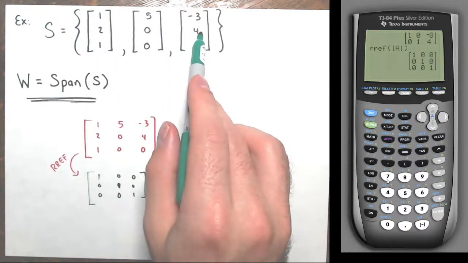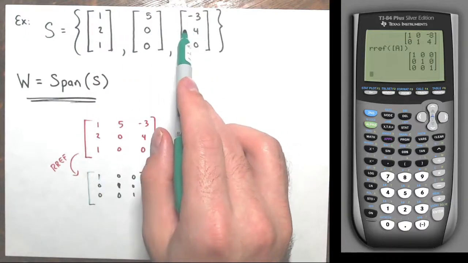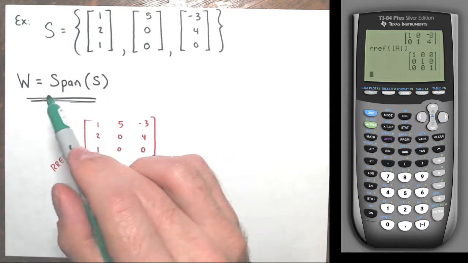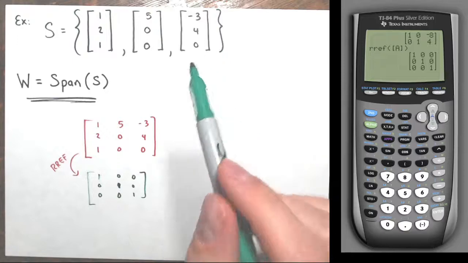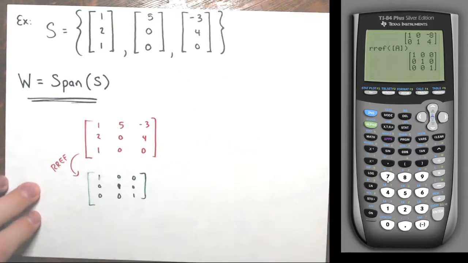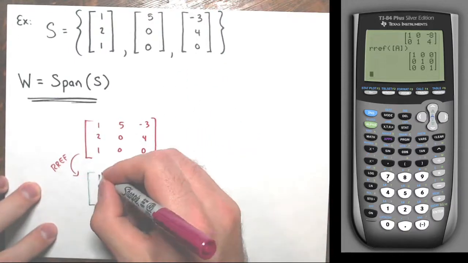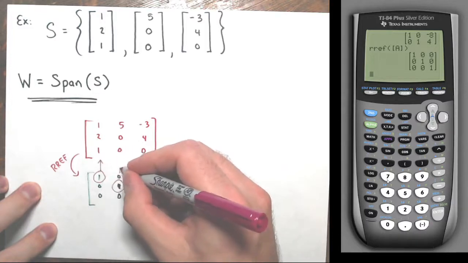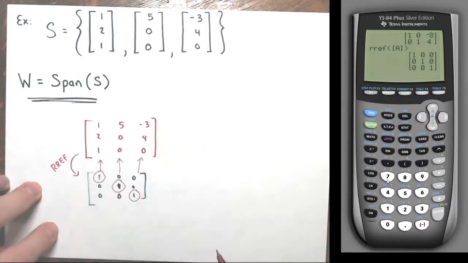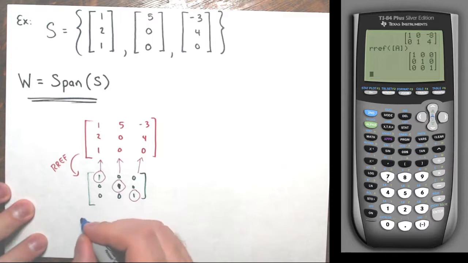So this set of vectors is independent, and it definitely spans W, because W is the span of S. So this is a basis. Look at all the pivots. Every column has a pivot. So this vector, and this vector, all the vectors of S do form a basis for W. So S is a basis for W.